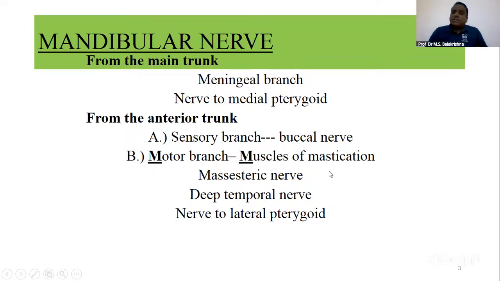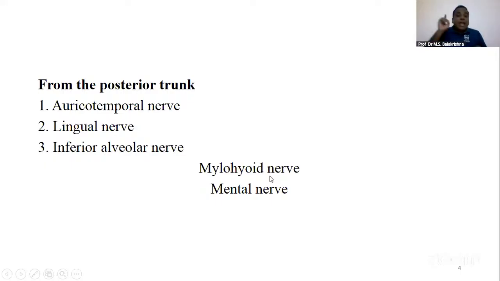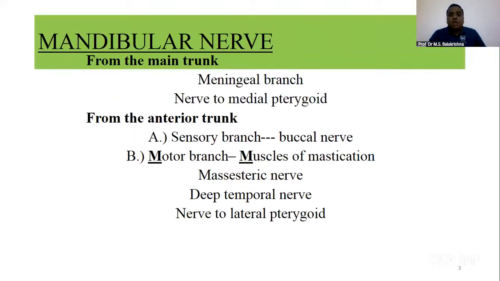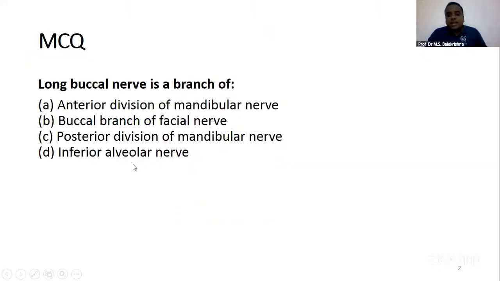The other motor branches are the nerves of the muscles of mastication: masseteric, deep temporal, nerve to lateral pterygoid. From the posterior trunk, we have the auriculotemporal nerve, lingual, and inferior alveolar. So the question was, buccal nerve is a branch of what? It is a branch of the anterior trunk, so the anterior division of the mandibular nerve is the answer. Just reading this question is not enough. You should learn the maxillary nerve and its branches, the mandibular nerve and its branches, and the facial nerve and its branches. Out of the 12 cranial nerves, the fifth and seventh you should learn in and out. There is no excuse for that.